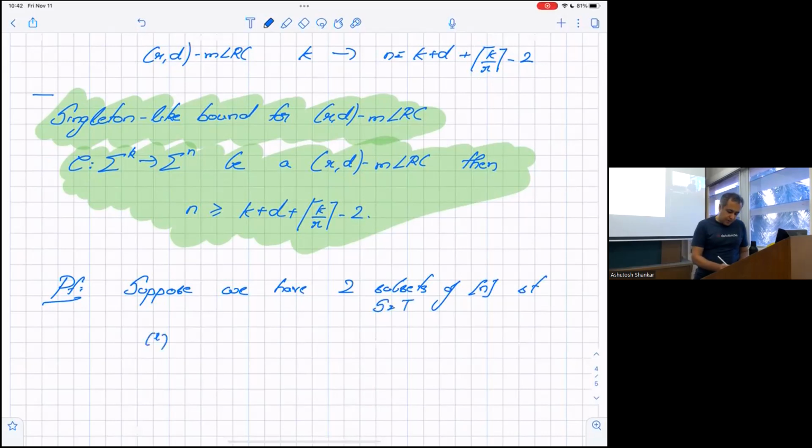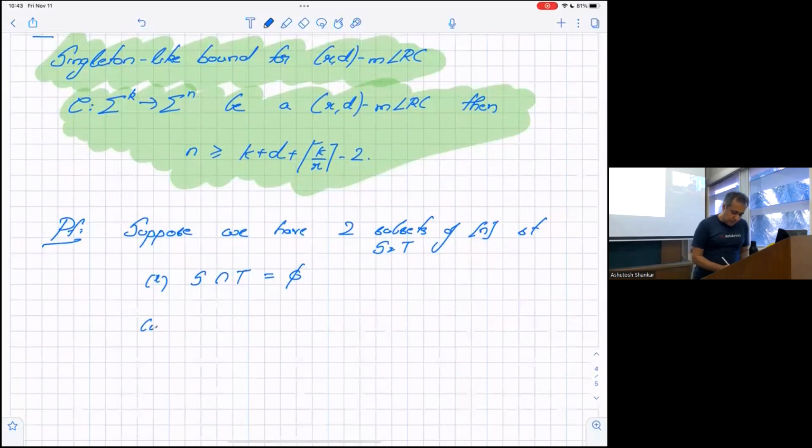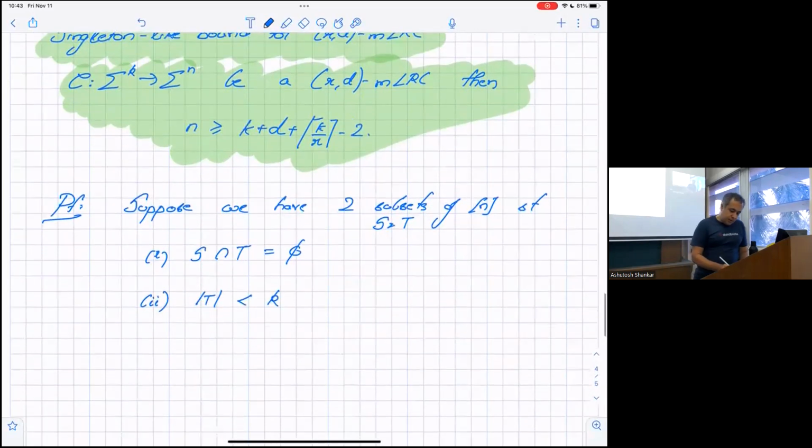One, S and T are disjoint. So these are disjoint. Two, the size of T is strictly less than k.